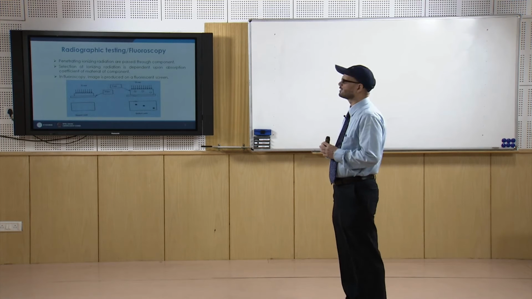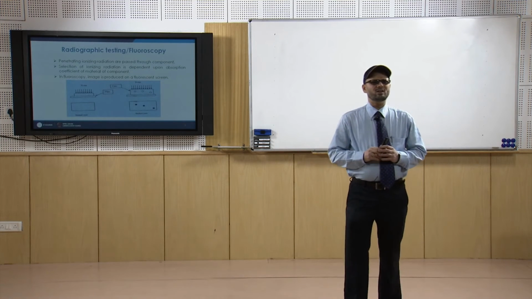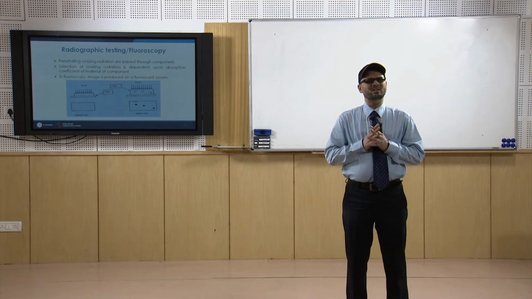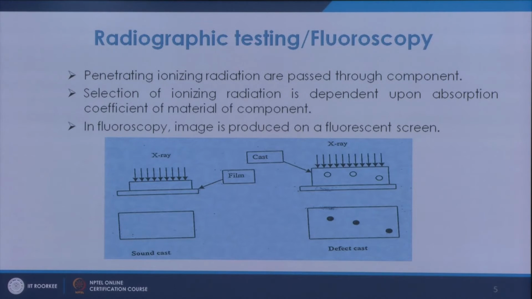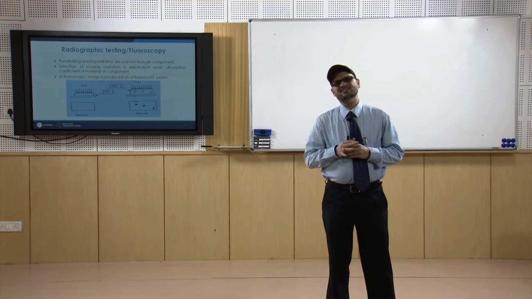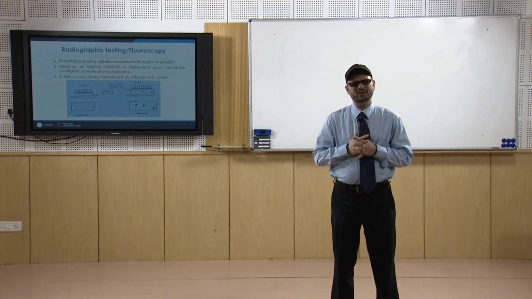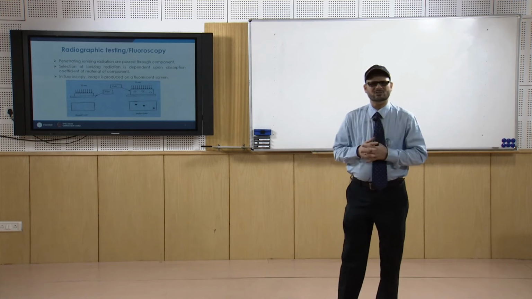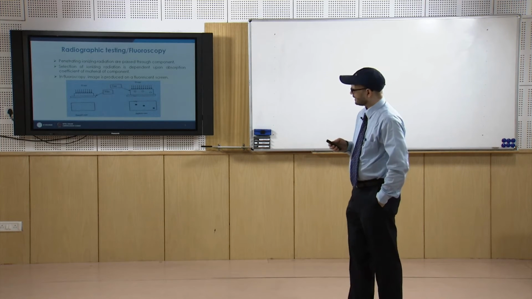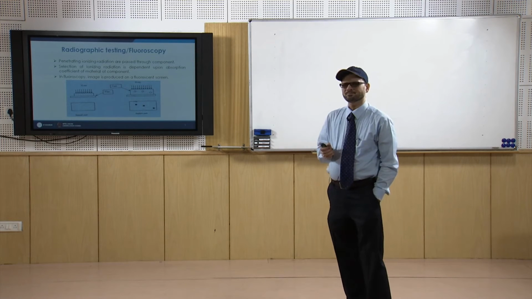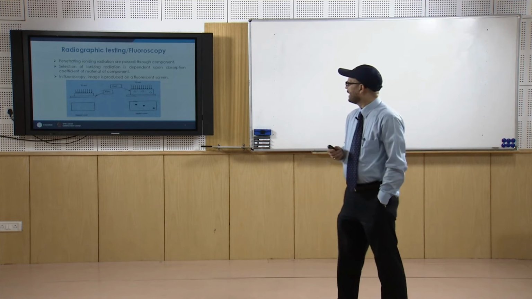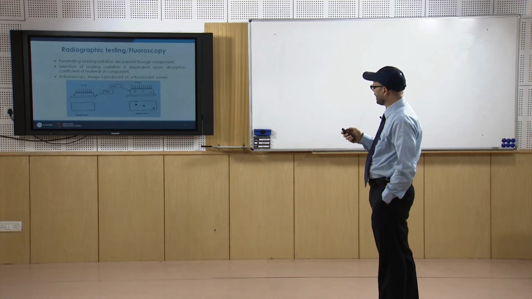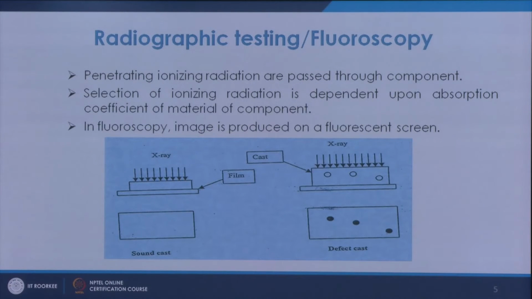Next is radiographic testing. In radiographic testing, they use rays, and these rays are penetrating ionizing radiations which are passed through the component. These rays are normally used for ferrous or non-ferrous components, and they are used to find internal flaws, internal cracks. What is done is you can use either X-rays or gamma rays, and these radiations are passed through the component which is to be tested.